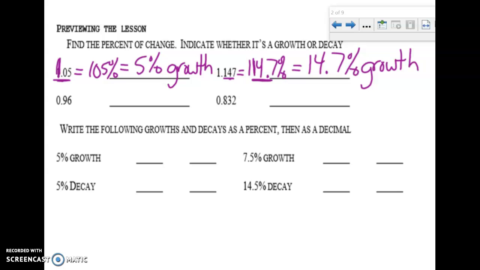Next up, 0.96. Well, that's really 96%. Now, how far from 100% is that? Well, that's 4% from 100, right? So if I added the 4 to 96, I'd end up at 100. What the 4% represents is a decay, how much it's going down.